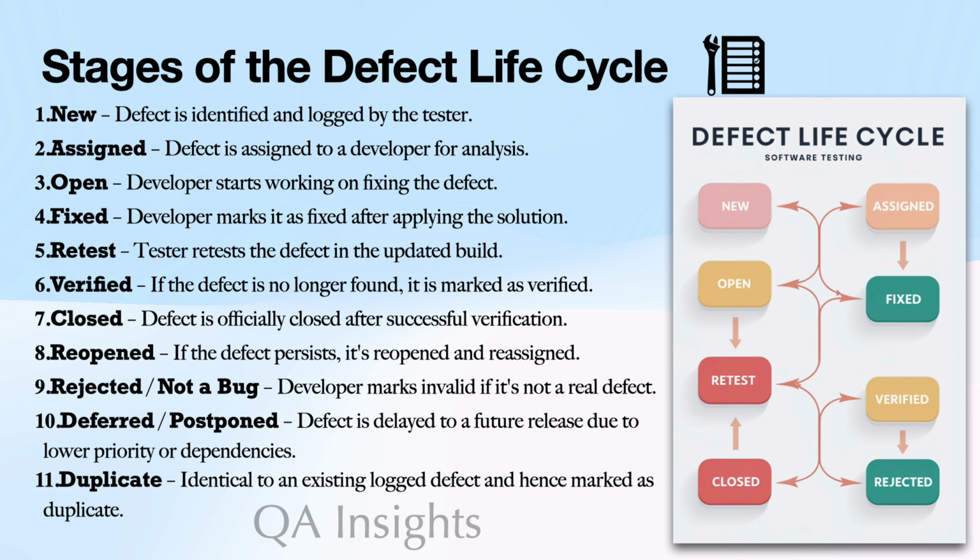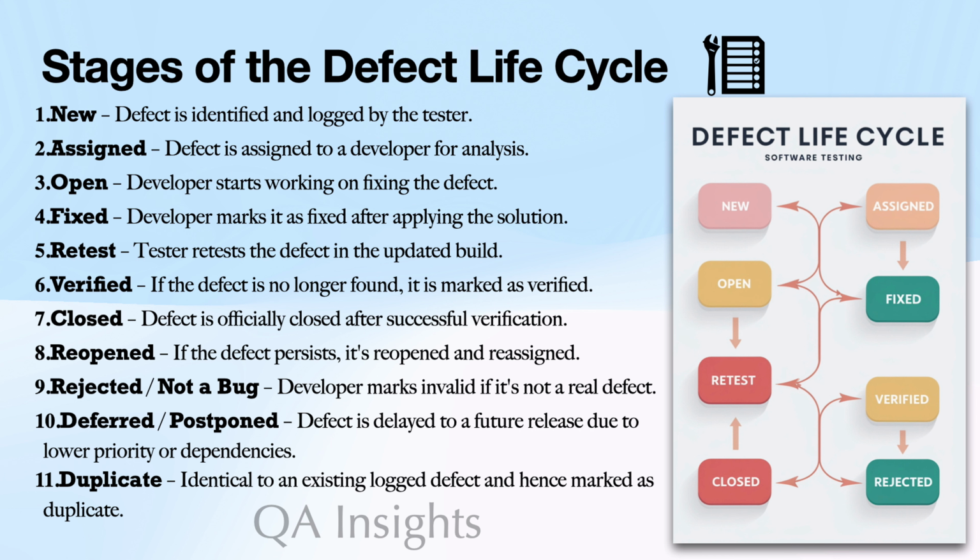If the tester finds that the defect has been resolved, the status is changed to verified, the green light that the fix is working fine. After that, the defect moves to the closed stage, which means no further action is required. But what if the issue is still there? In that case, the tester reopens the defect and it gets reassigned to the developer for further investigation.